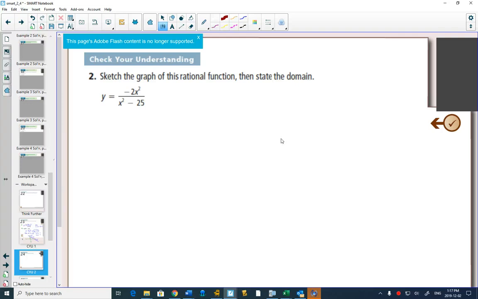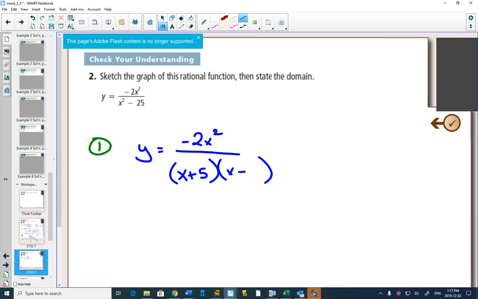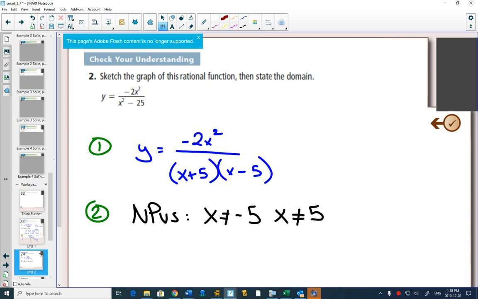So question 2, sketch this graph. First of all, as always, preliminary step, factor. The top cannot be factored, but the bottom, x plus 5, x minus 5. Step 2, state your non-permissible values. x can't equal negative 5 and x can't equal 5.